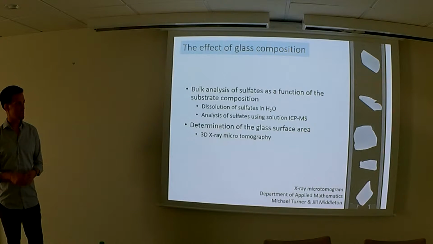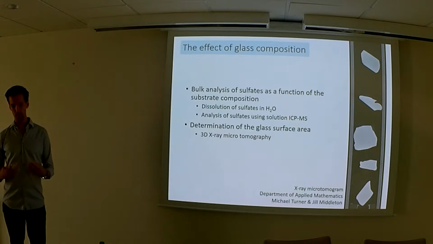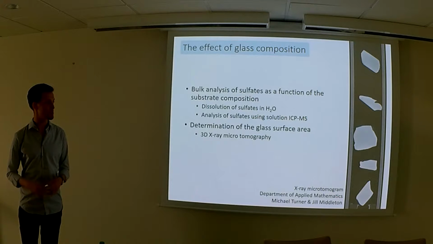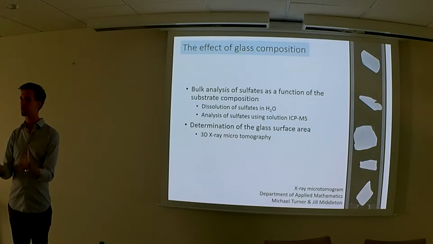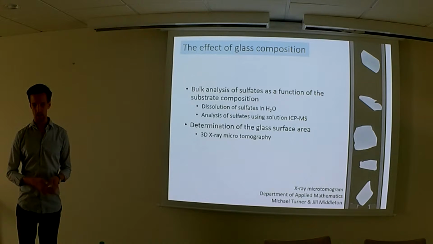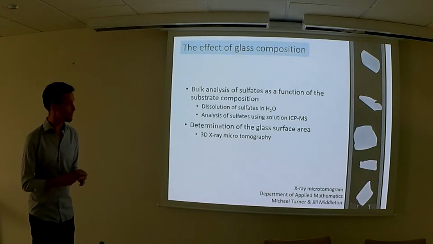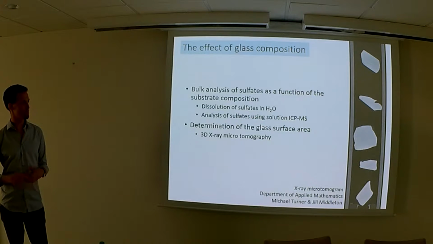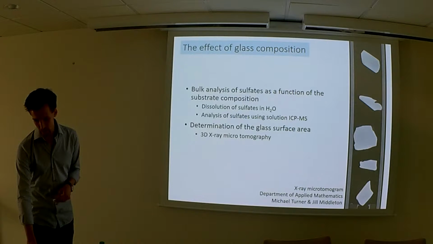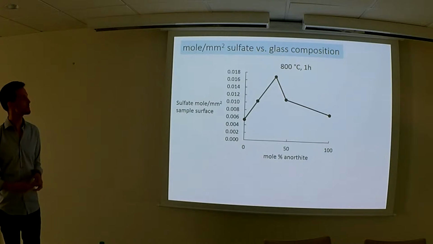This is a 2D image out of the 3D scan, and the Department of Applied Mathematics has developed algorithms to measure all kinds of parameters in these 3D images, including laying a mesh on the surface of these glasses in 3D, which gives you the surface area. So from this solution data normalized to the surface areas, we can obtain a total amount of sulfate in moles per square millimeter of glass.